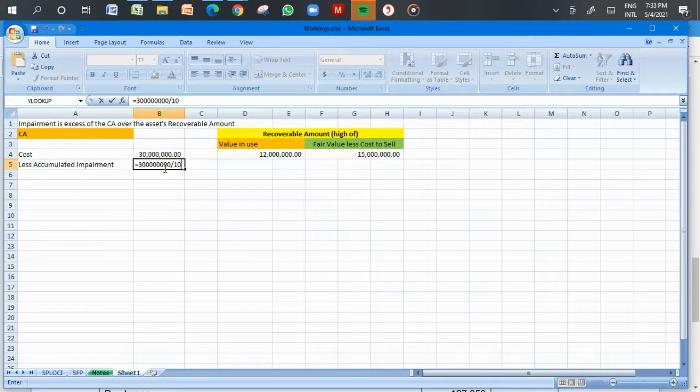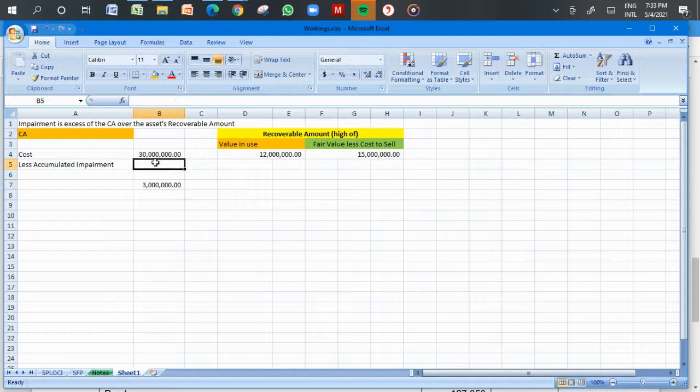Then this will be our, did I do it correctly? Or is it not producing the correct amount? Okay, no, this is not 30 million. Let me do this here. Our yearly amortization is 3 million.